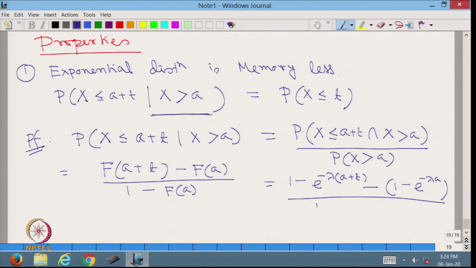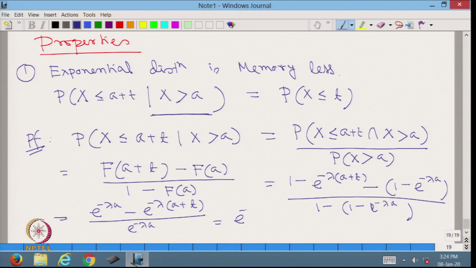divided by 1 minus e to the power minus lambda a, which is equal to e to the power minus lambda a minus e to the power minus lambda (a plus t) upon e to the power minus lambda a. If we take e to the power minus lambda a to be common, it is 1 minus e to the power minus lambda t upon e to the power minus lambda a, which is equal to 1 minus e to the power minus lambda t.